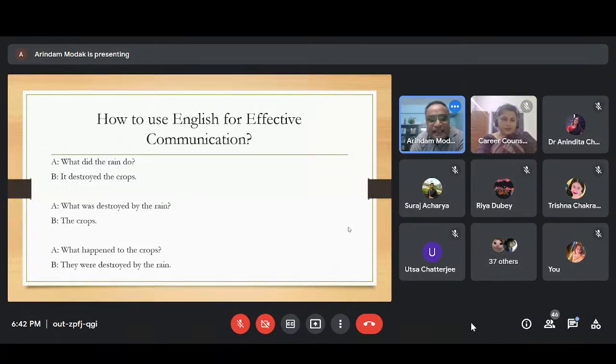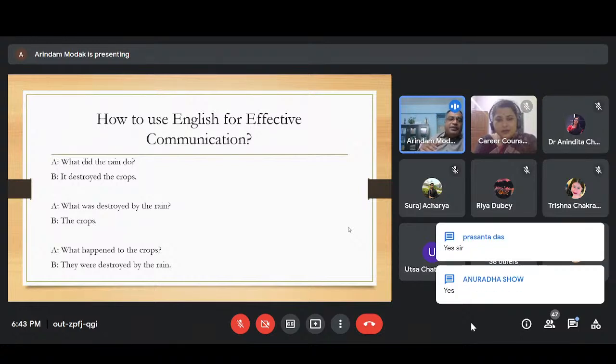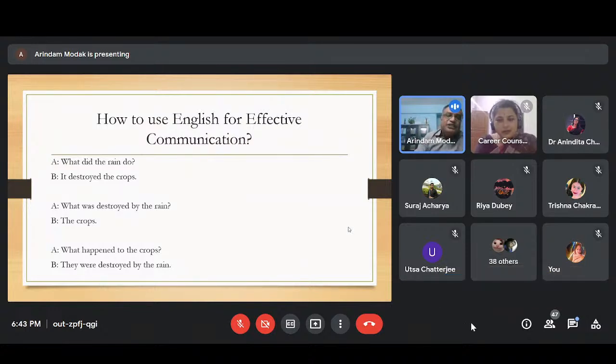B simply says, the crops. B does not say, the crops were destroyed by the rain. B says, the crops. Then again, A says, what happened to the crops? Then B says, they were destroyed by the rain. Now we understand that all the replies that B gives to A's questions are appropriate replies. This is effective communication. The way you respond to something should match with, should fit in with the communication that has been sent by the sender. So it has to match.